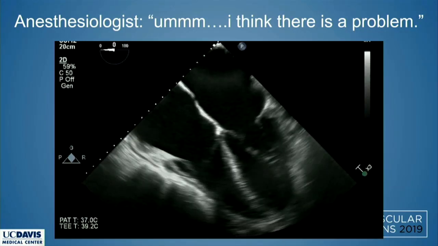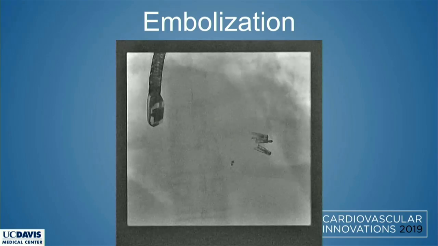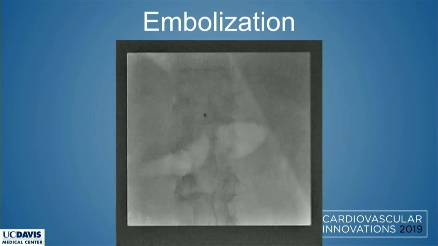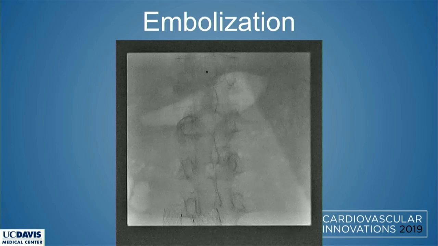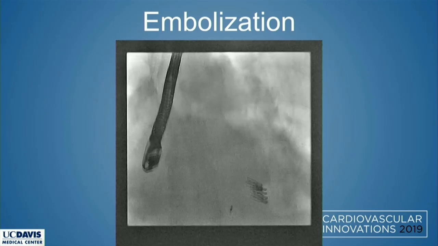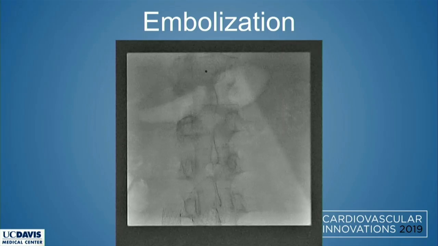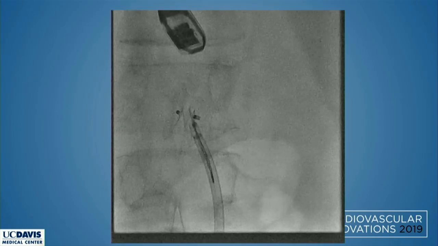So the VSD occluder fortunately was circulating around, but then as we're getting things ready to see if we can tackle that, it starts flying out of the heart. For probably fortunate reasons. Steve Yakuba presented a case where there was a Watchman circling around the LA, and then fortunately for him too, it popped out of the LA and went into the abdominal aorta.